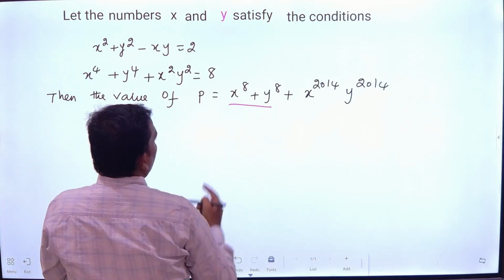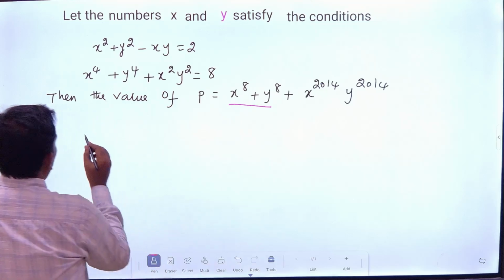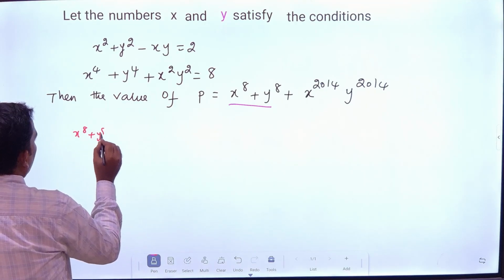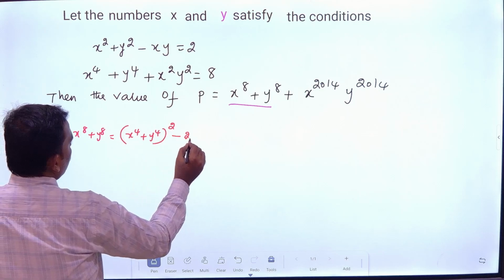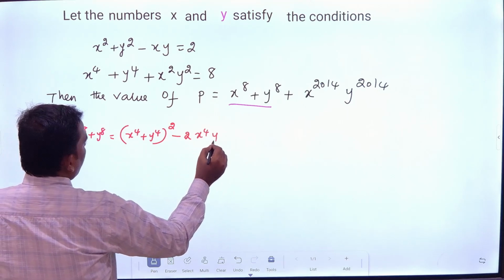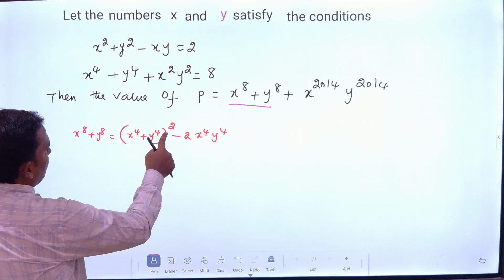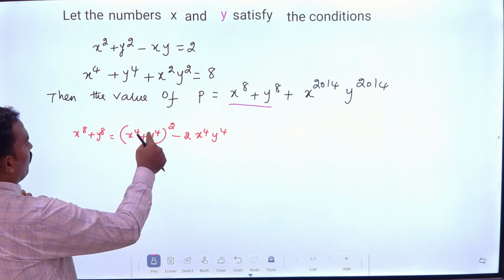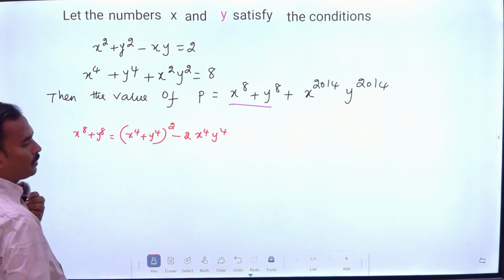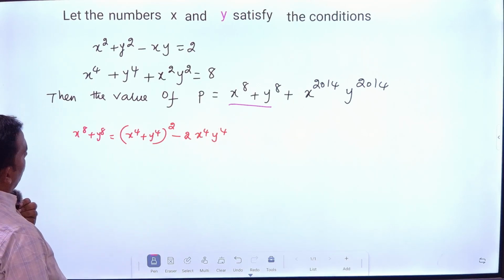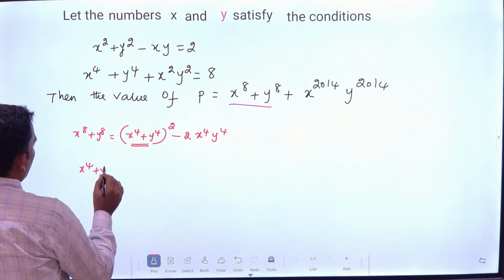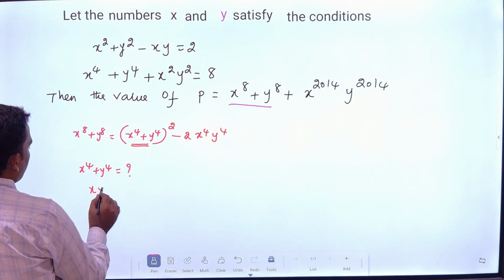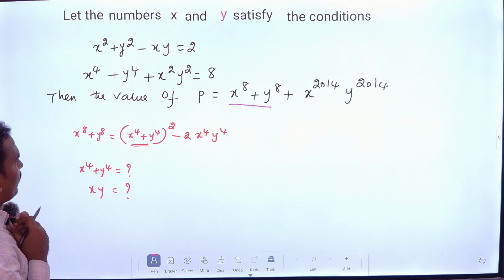You can see here x power 8 plus y power 8 is there. You know that x power 8 plus y power 8, how to write? x power 4 plus y power 4 whole square minus 2 times x power 4 y power 4, right? Because if you expand it, plus 2 x power 4 y power 4 we will get, and minus 2 x power 4 y power 4 will cancel it. Okay, fine. Now our target is to find x power 4 plus y power 4, and second, what is xy. That is only what we need to find out.